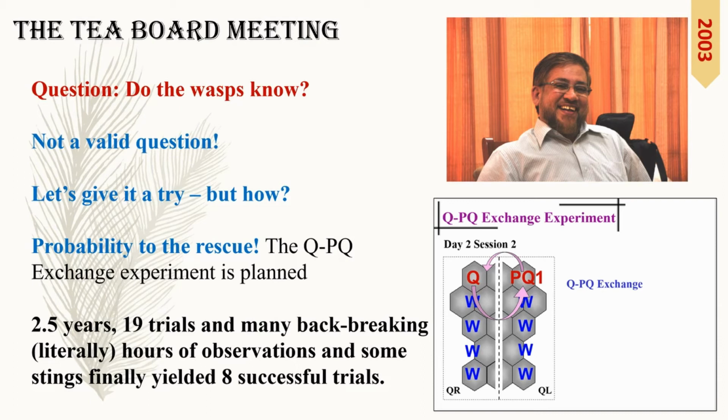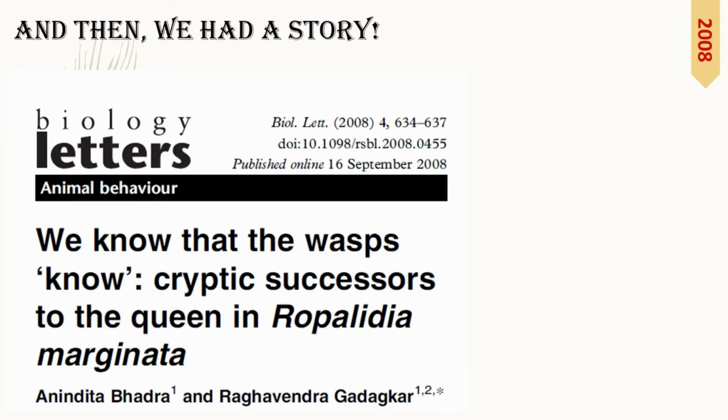That's why so many trials were required until we got 8 successful trials of this experiment. And just to sum it up, in half the set of nests, we got PQ1 only, no matter whether you took her from this side to that side. In the other half set of nests, we got a PQ1 and a PQ2, but we never ever got a PQ3. And we actually concluded that we know that the wasps know that they have a cryptic successor.